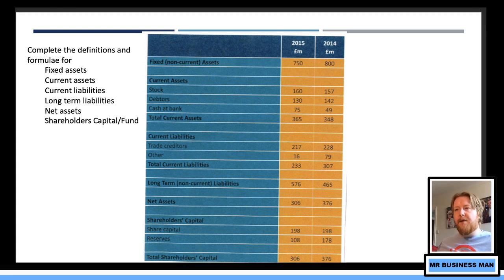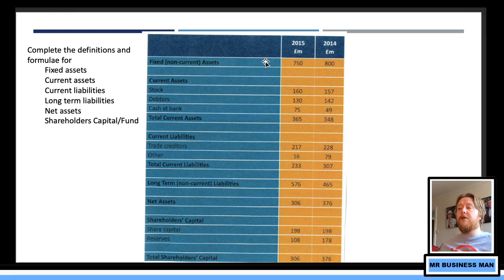If you remember, we've got all our assets at the top, then our liabilities, then our net assets, sort of like a total. Then we've got the balance bit at the bottom. Essentially we've got to balance these out. Total shareholders' capital has got to equal net assets. These two things have got to equal each other, and as you see, they do. So let's go through really quickly what this is, as a quick recap.